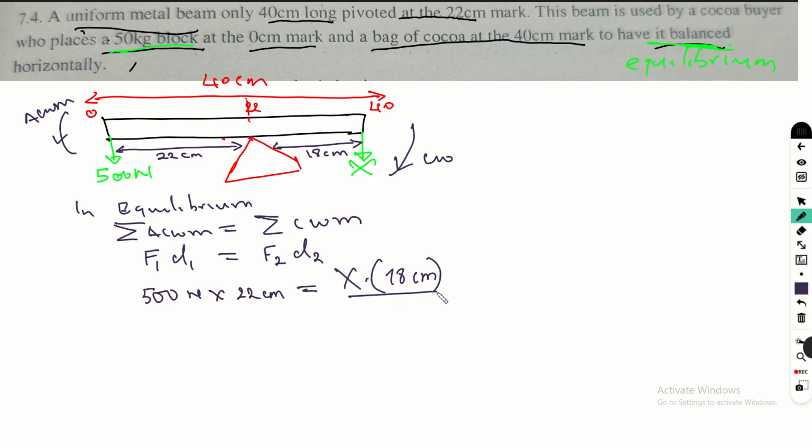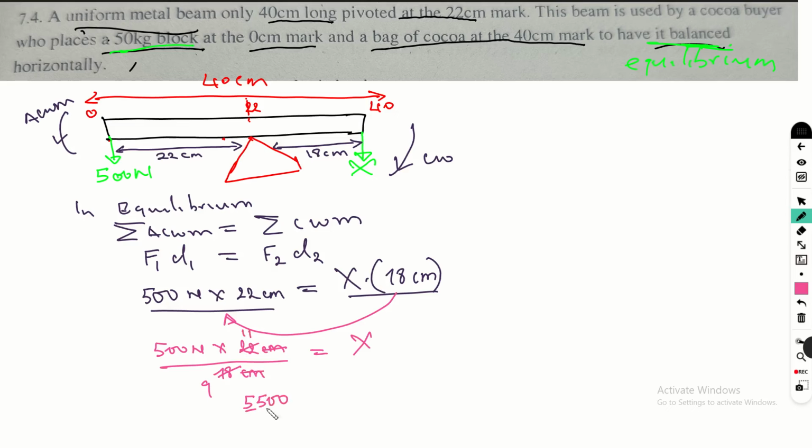We make X the subject, we divide both sides. We have 500 newtons times 22 centimeters over 18 centimeters, which should be equal to X. So this 18 cancels this 18. You're left with 2 here, 9, 2 here, 11. You're left with 5,500 over 9 newtons is equal to X.